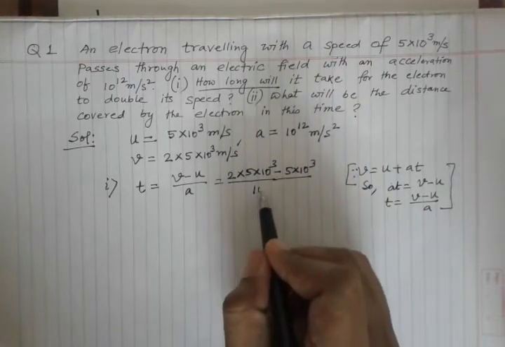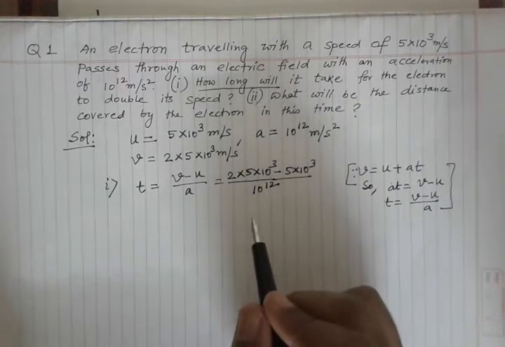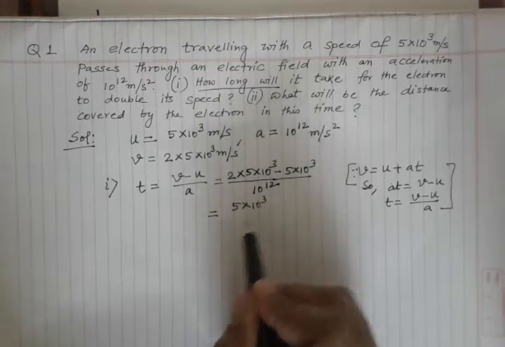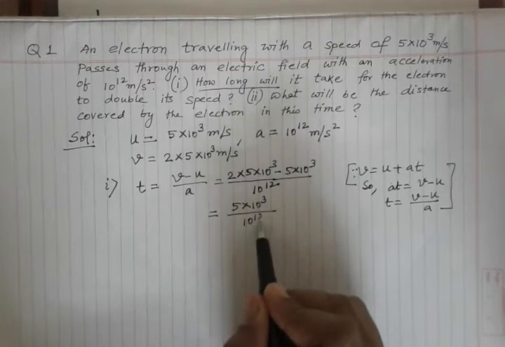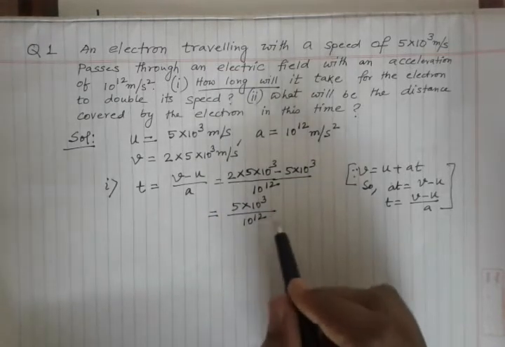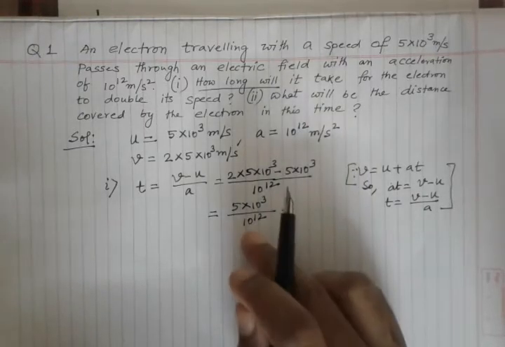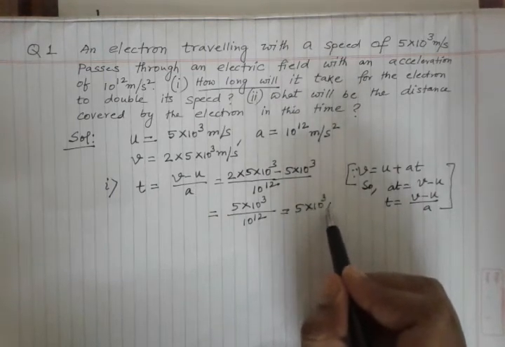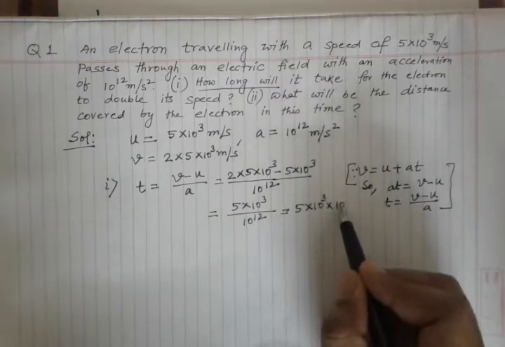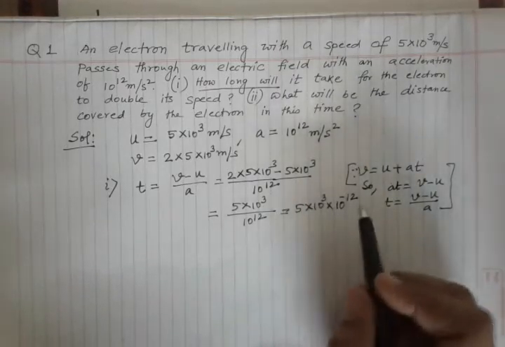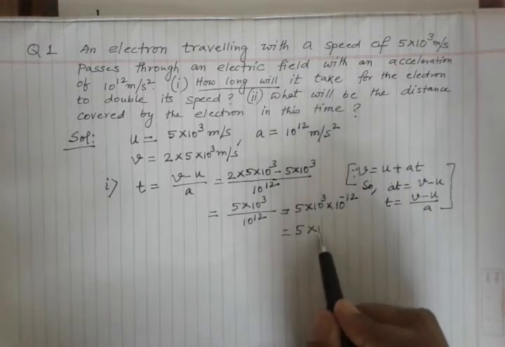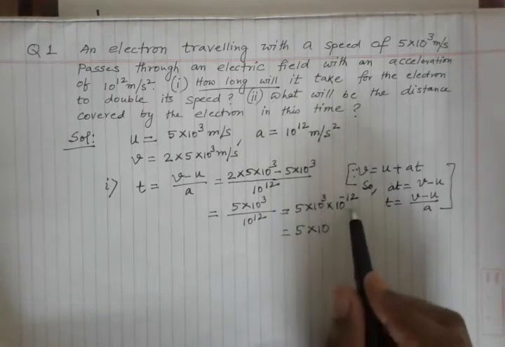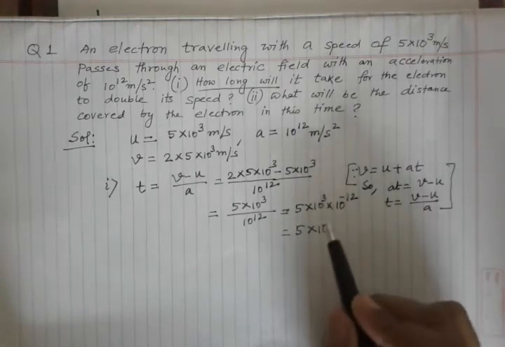What is a? 10 to the power 12. So if you calculate, you will get 5 into 10 to the power 3 by 10 to the power 12. I'll tell you one thing: if this 10 to the power 12 goes up, it becomes 5 into 10 to the power 3 into 10 to the power of minus 12. Which is nothing but 5 into 10 to the power of 3 minus 12, because powers get subtracted.